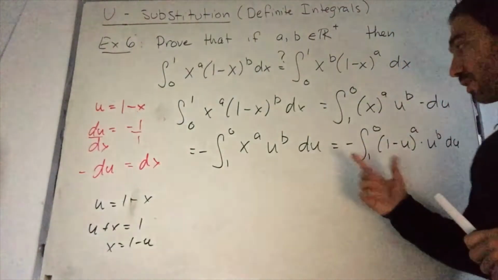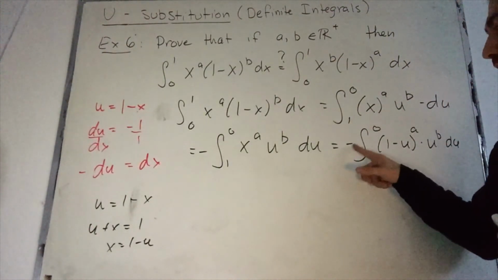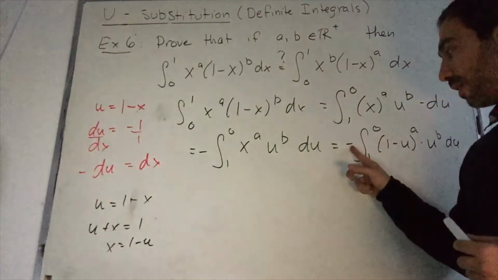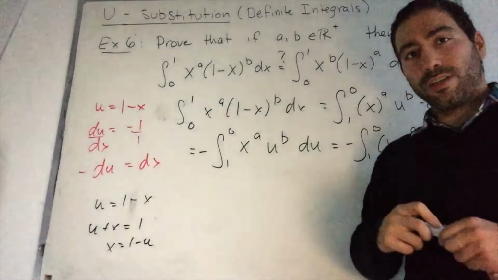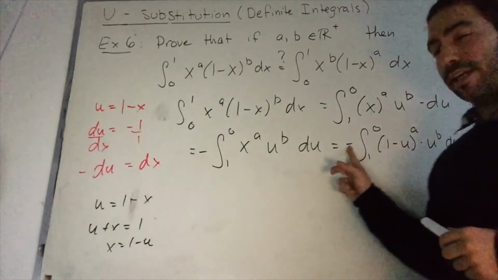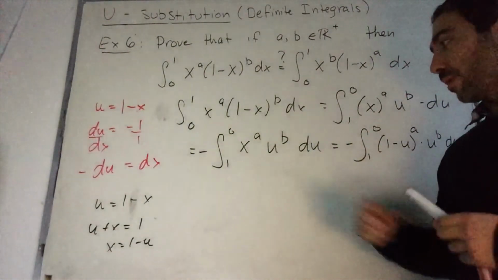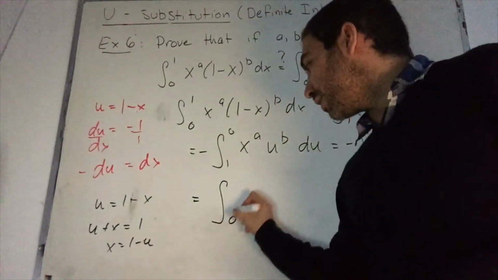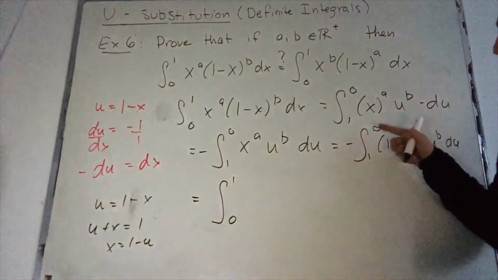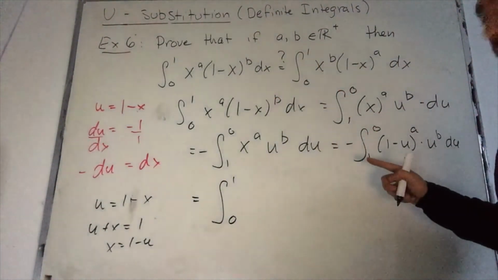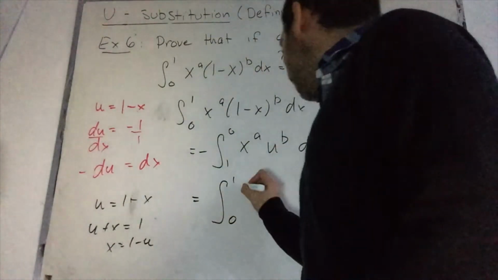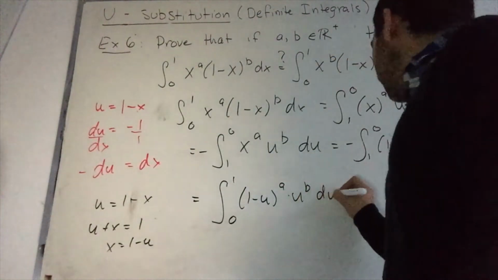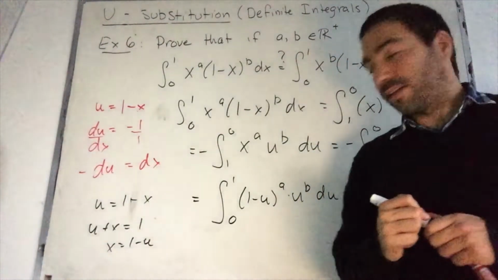Okay. So this is close to what we want, but the issue is we have a negative in front. How do we deal with the negative? Well, we know a property. We know that the property, if you have a negative, you could change the boundaries. Or by switching the boundaries, a negative pops out. So with that being said, using our property, this could be rewritten as 0 to 1. So we flip the bounds, a negative pops out, causing this to be negative as well. And we're left with (1 minus u) to the a times u to the b du. And this completes the proof.